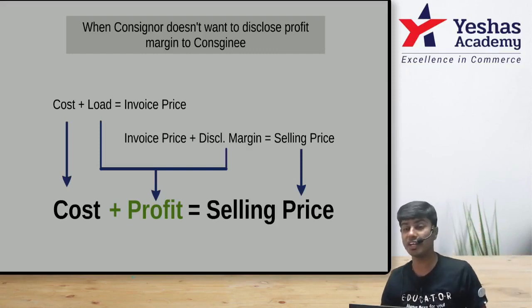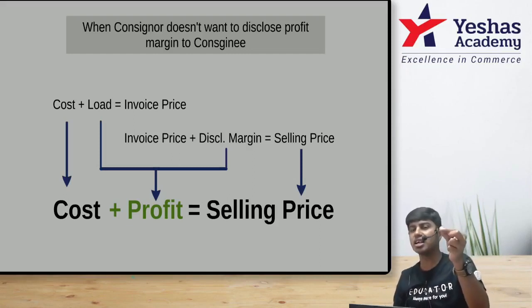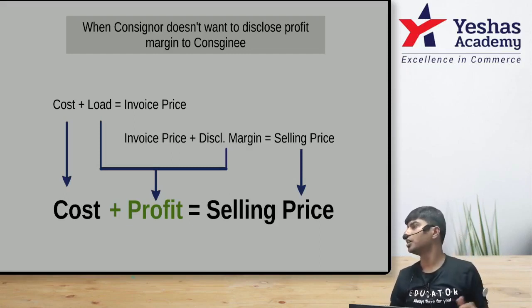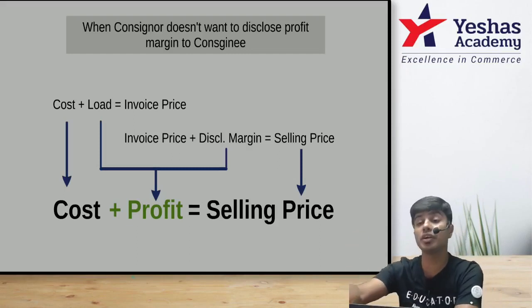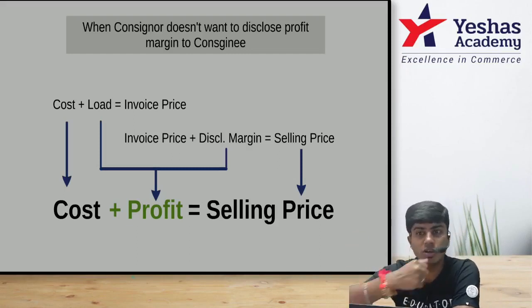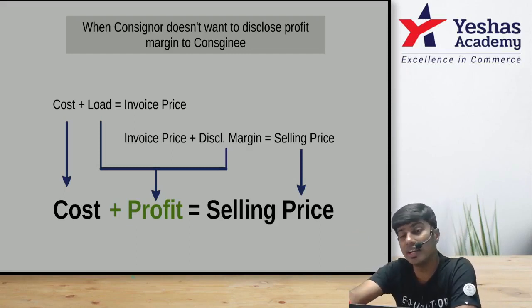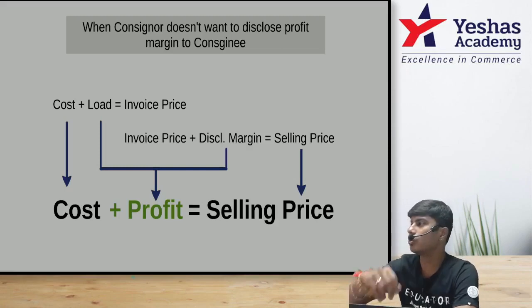So what should I do to find the correct profit? I should change goods sent on consignment to cost price. I should change closing stock of inventory to cost price. I should change all of it. Can I change it? No, the entry is already made. It cannot be changed. So what do we do?